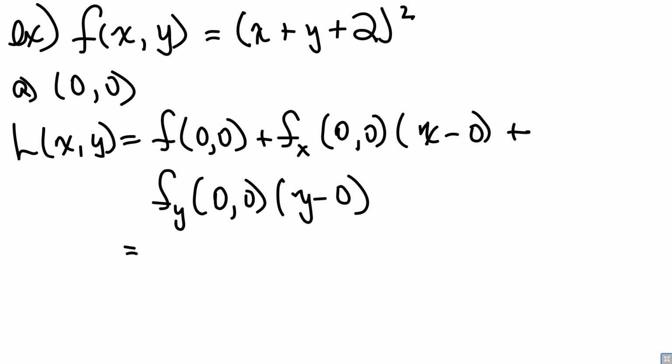So now, if we take a look at our function, if we evaluate our function at 0, 0, what do we get? We get 4 plus, okay? So now, if we take the partial with respect to x, what will we get? So we're going to have 2 times x plus y plus 2 times 1.